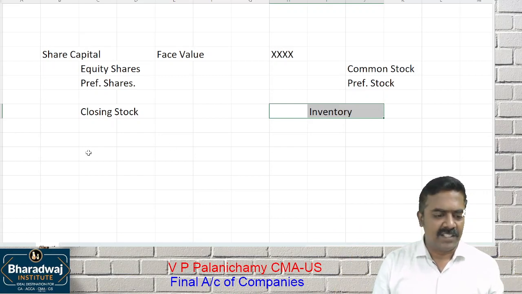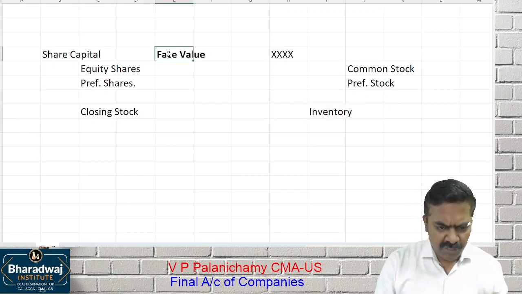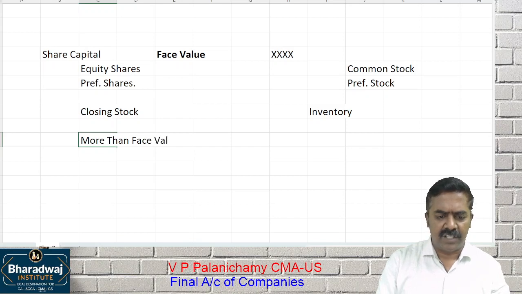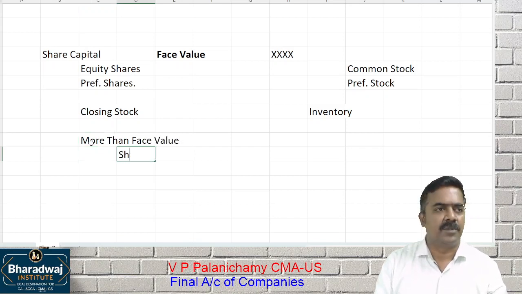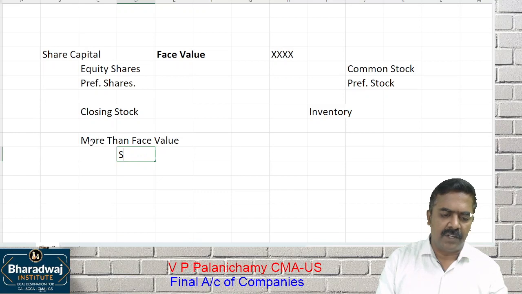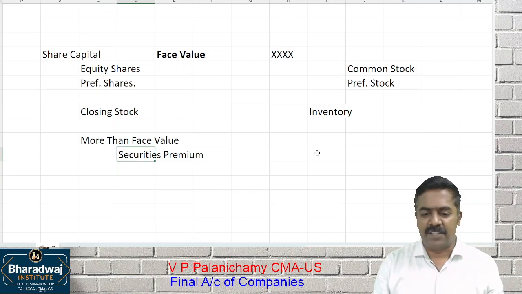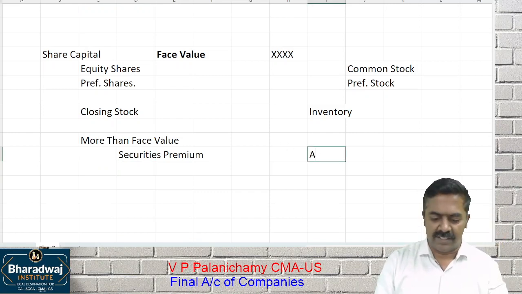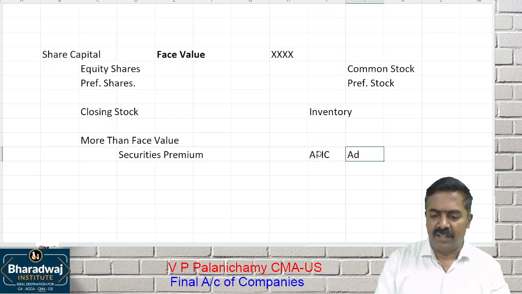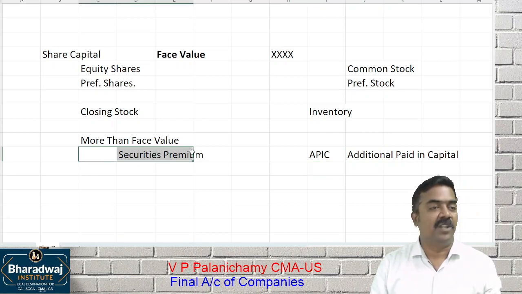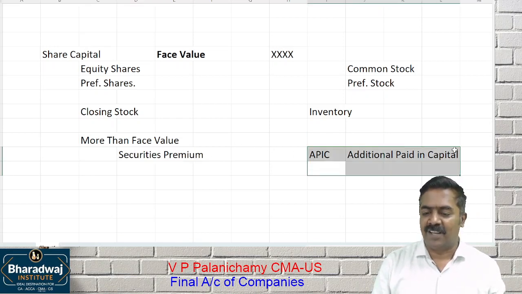No. For example, in India, when you issue shares for more than face value, in a share issue, we call it as which one? Share premium or securities premium. We call it as which premium? Securities premium. In the US they don't use such a word. They call it as APIC, additional paid in capital. In an Indian balance sheet you will find securities premium. In a US balance sheet you will find which one?